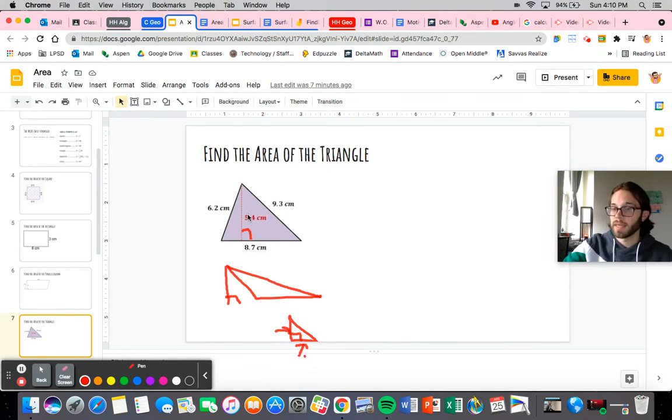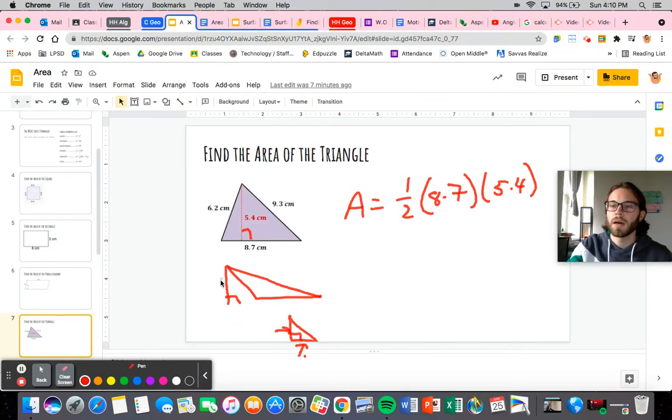In this case, it is on the inside. So you have 1/2 base 8.7 times the height. Don't forget your height will be perpendicular to your base. Don't forget that. So if you're using the 8.7, you have to have the 5.4. If you had a line over here like that, using that altitude, it would be this base and this height.